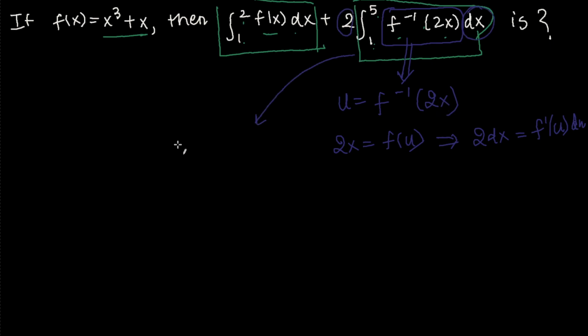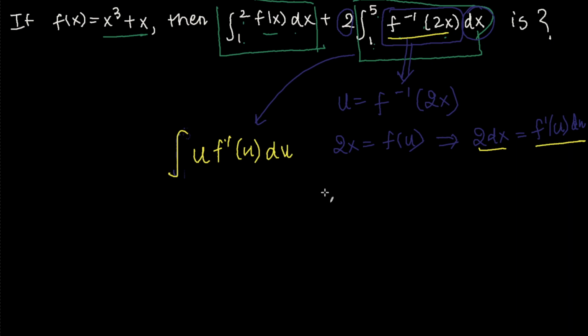So this can be written as from 1 to 5. Actually, not from 1 to 5. We haven't put in the limits yet, so not right now. Let me just blur it out a little bit for now, and let me use a different color. So the integral, now this thing right here is equal to u, and 2 times dx is equal to f dash of u du.